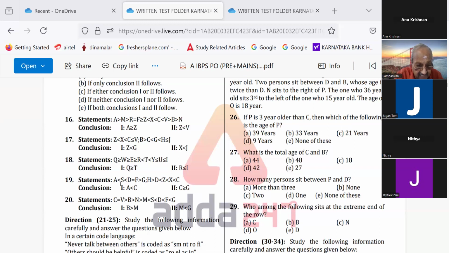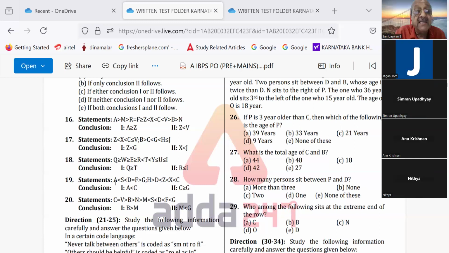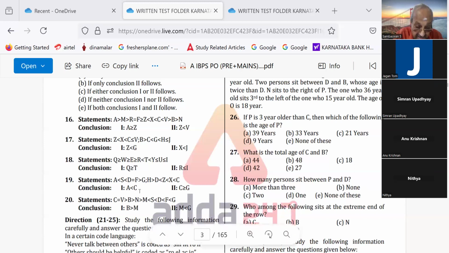A is less than S, less than D. But D is equal to F, which is greater than G. Next statement: H is greater than D and less than Z, but less than X, and that is less than C. Here, the signs are all going in the same direction, less than only. So, A must be less than C only.